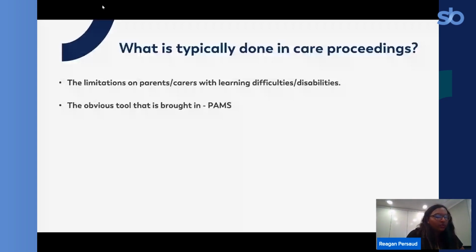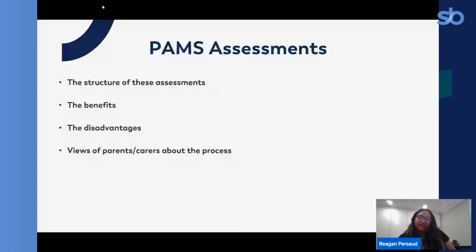Whether or not we actually know in detail about what a PAMS assessment is is another matter. A lot of you may know about this, and some of you may know very little, apart from being told it's what you do. But let's talk about that in some more detail, because the PAMS assessment was a tool identified and developed in 1998 by Dr. Sue McGraw. She is a clinical psychologist.